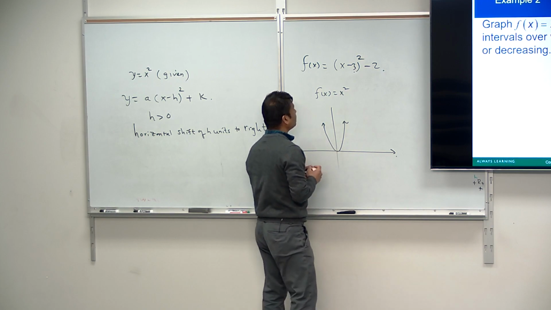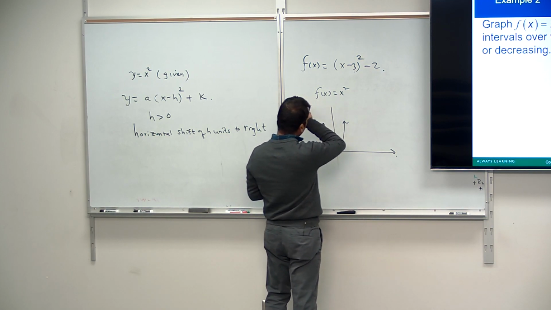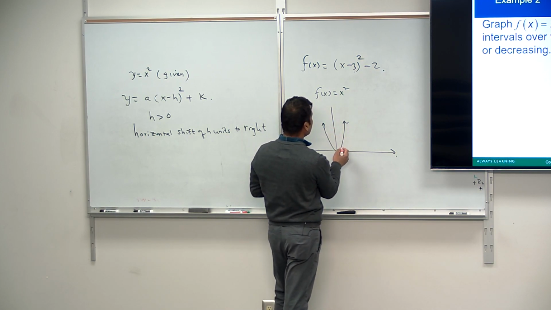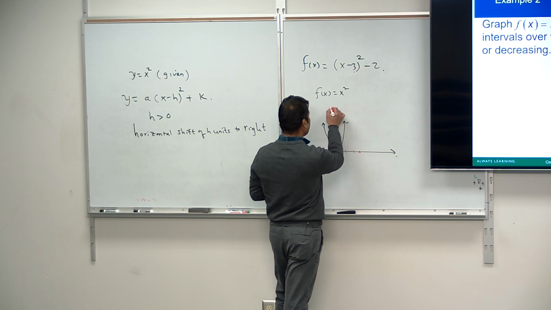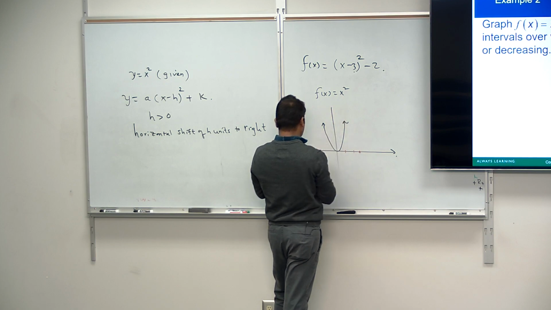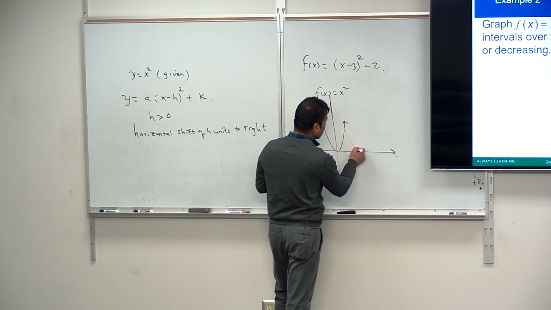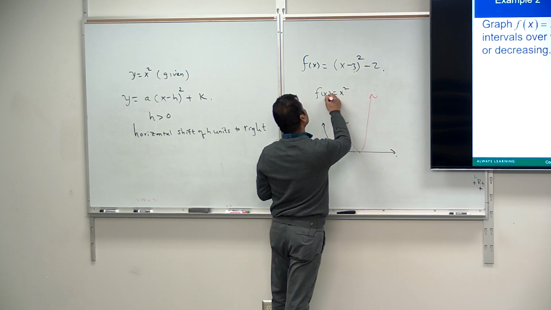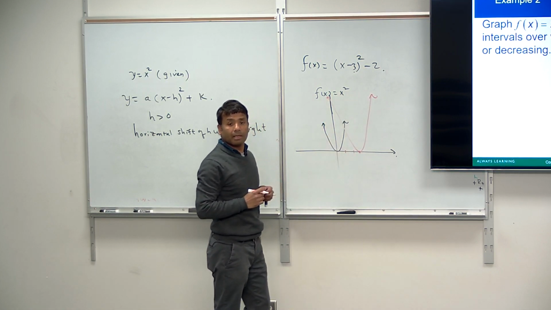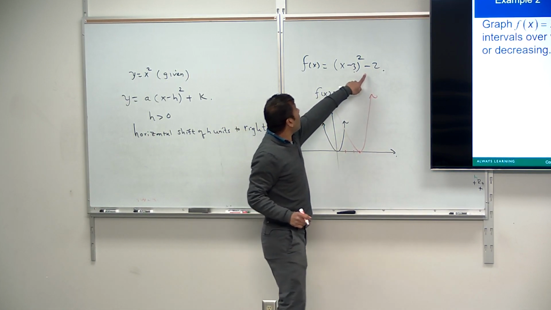So 3 units to the right. This will be 0, 1, 2, 3. You reach here. You know what I mean? So now you will have something like this. Are you with me, guys? Yes? And then, now look here.